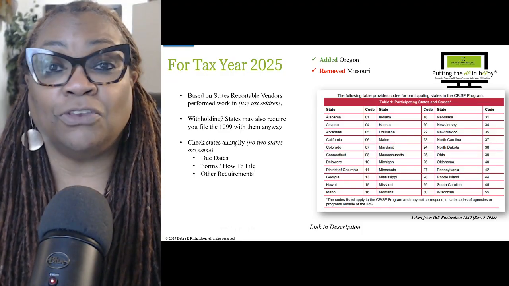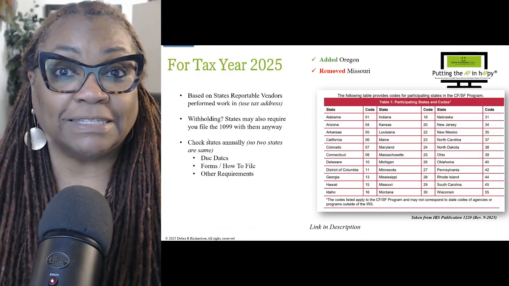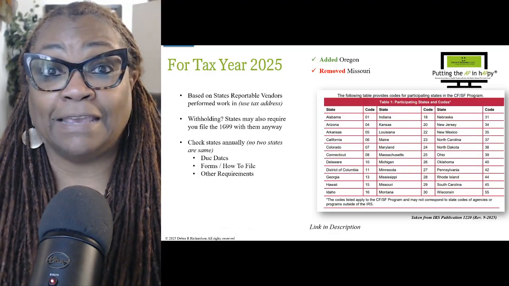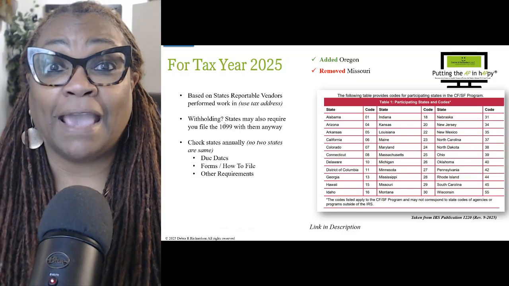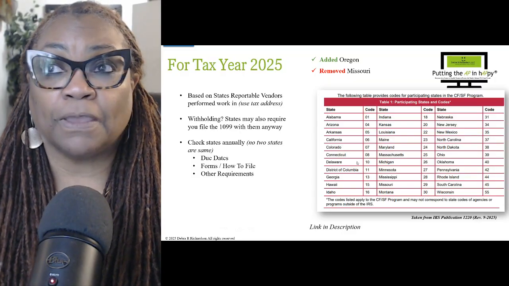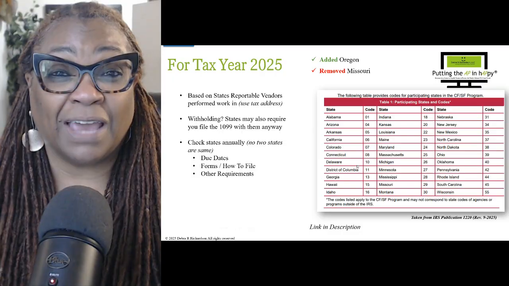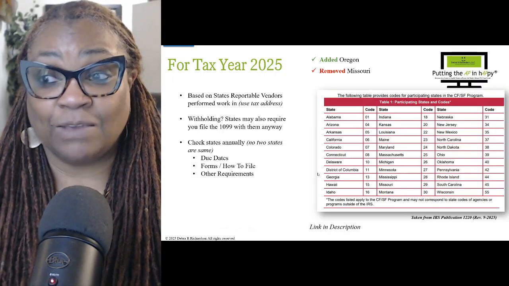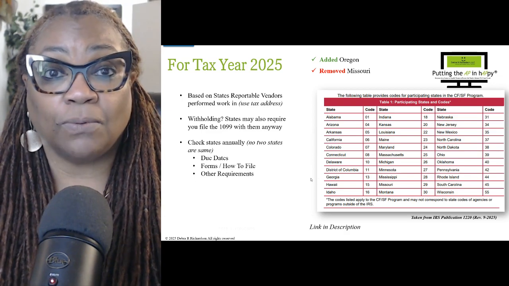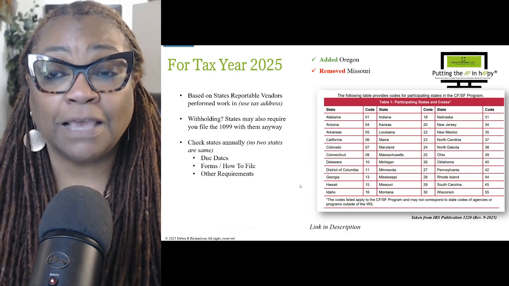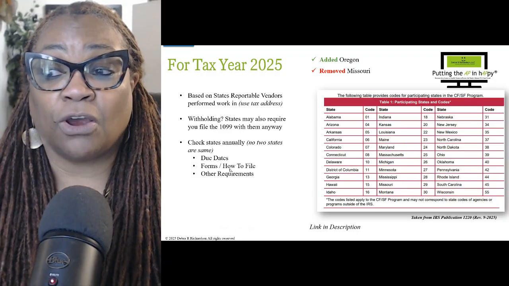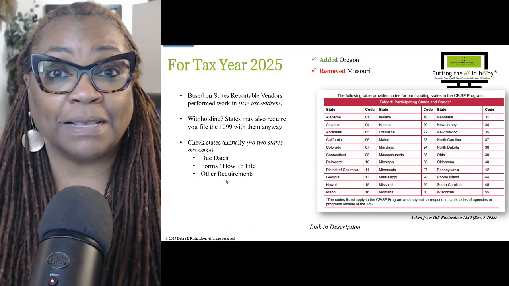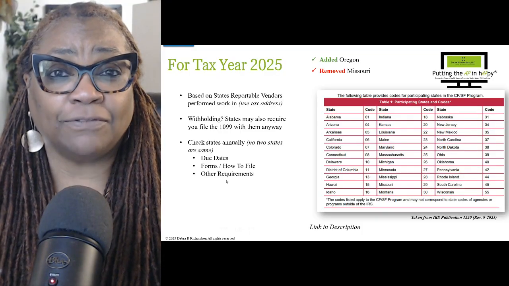But if not, then you need to make sure that you research the state to see what's required. Now, if you withhold on any vendors, whether that state participates in the program or not, you may have to file with the state anyway. So you really need to check with the states on an annual basis. You need to check what their due dates are, what their forms are, how to file, and any other requirements that you may have to follow.